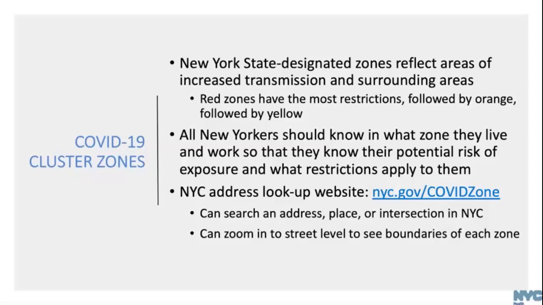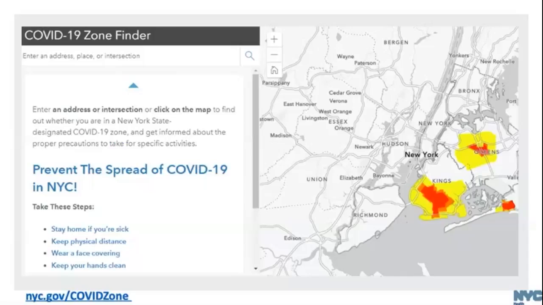New York City has a way for you to look up addresses, and this is for work, home, and school. You can enter the address or place or intersection in New York City, and it will tell you exactly which zone, red, orange, or yellow. And so this is what the COVID-19 Zone Finder website looks like. Again, nyc.gov/COVID zone is how you find it. And you can see the red, orange, yellow areas in southern Brooklyn, in Queens, as well as in Far Rockaway.